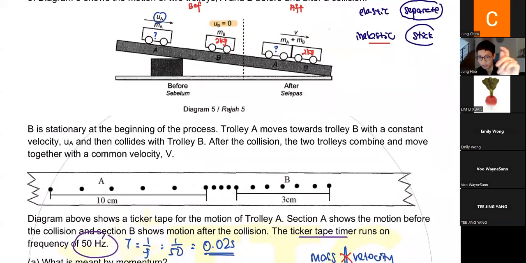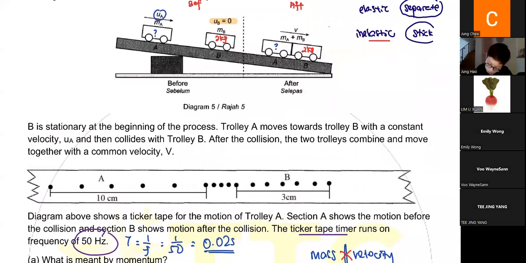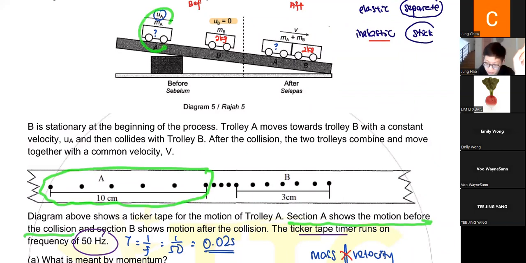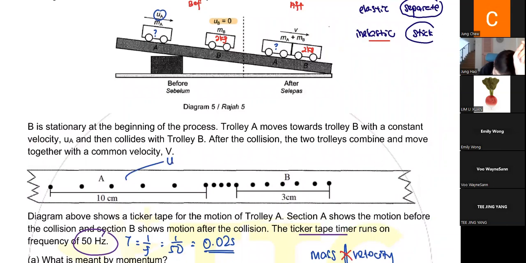Okay, you guys look here first. It says here that the section A shows the motion before the collision. So meaning to say the section A here is before the collision, which means that if I want to calculate the velocity of A, you guys know, right? Like velocity, we usually will use displacement over time taken, right? So it's clearly written here, 10 cm. Okay, do I need to change to SI unit? Not necessarily, guys. When there's sticker tape, there is no such thing as must change to SI unit.